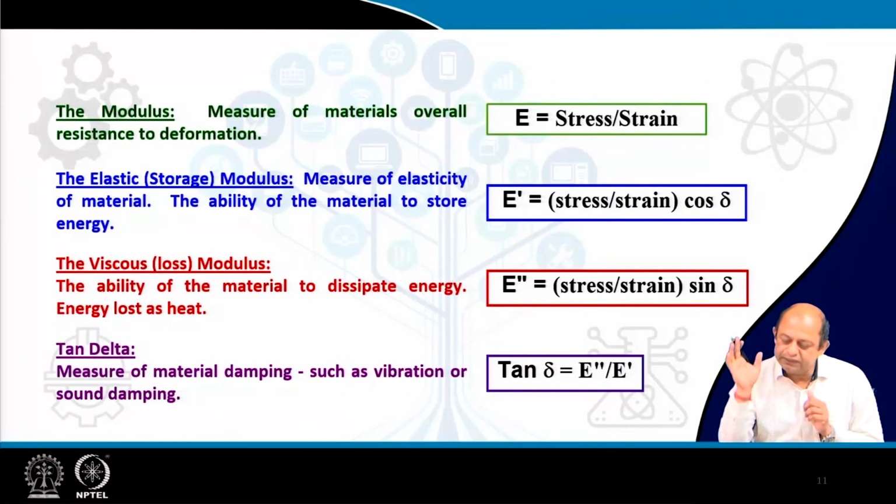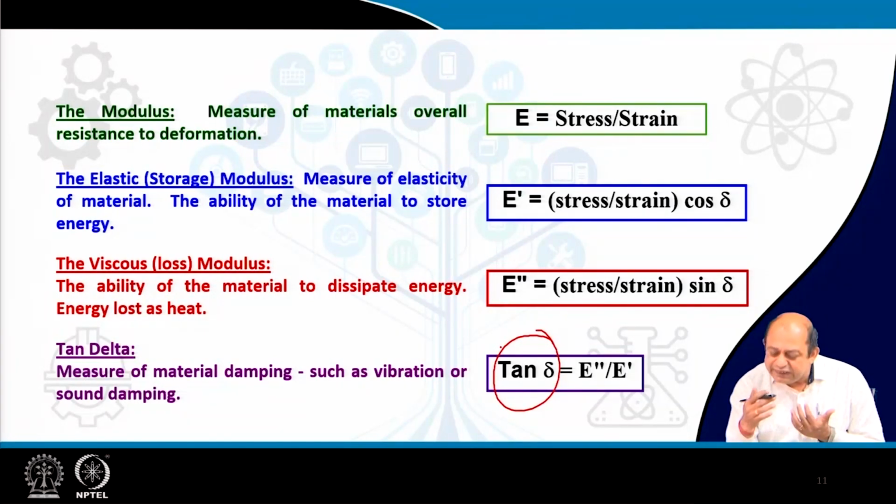To be very precise, let us redefine. Your modulus, when it is time independent, is stress by strain. No need to define it further. So storage modulus is stress by strain, but one factor comes in: a cos delta component. And your loss modulus is stress by strain multiplied by sin delta. Obviously, if I take the ratio, tangent delta becomes E double prime by E prime. So these are the three major parameters with which we monitor the viscoelasticity of polymers across a span of temperature and frequency. In essence, that is what is performed in dynamic mechanical analysis.